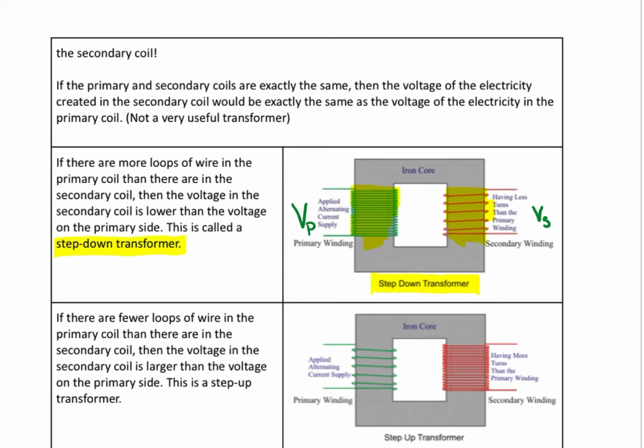It's all about ratios. I'm going to show you the equation next, but let's say there's 100 loops on the primary and only 10 loops on the secondary. The number on the primary has to be bigger. If it's 100 and the number of loops on the secondary is only 10, since there are 10 times fewer loops, we're going to get 10 times less voltage.